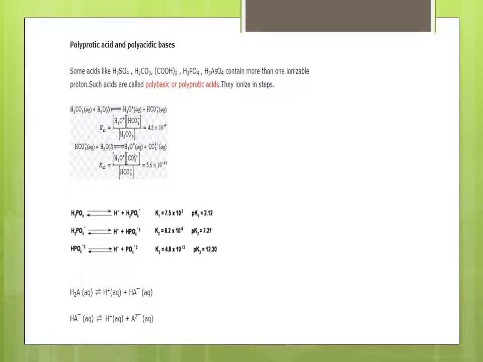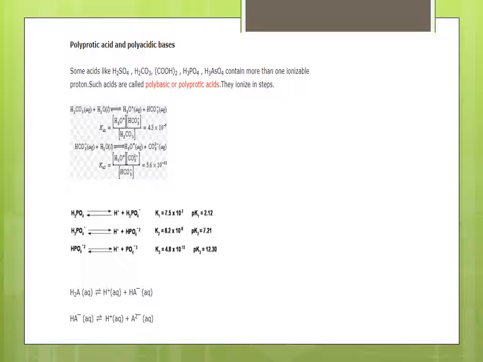H2CO3, carbonic acid. When dissolved in water, it gives H3O+ and HCO3-. In that case, Ka1, let 1 stand here for first step, Ka1 will be as usual molar concentration of H3O+, molar concentration of HCO3- divided by molar concentration of H2CO3.